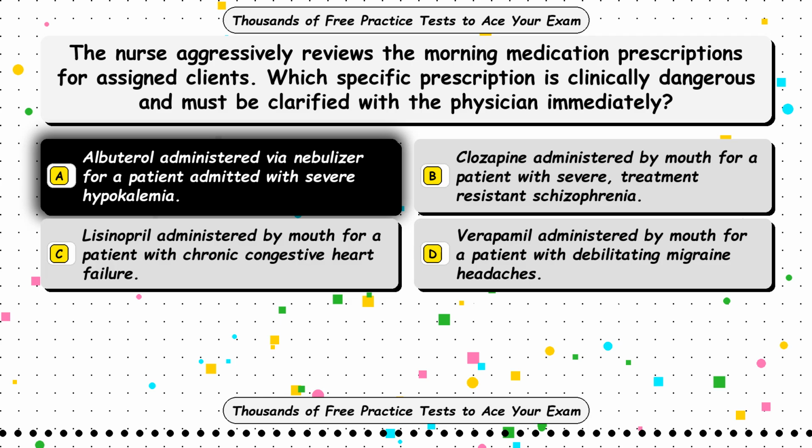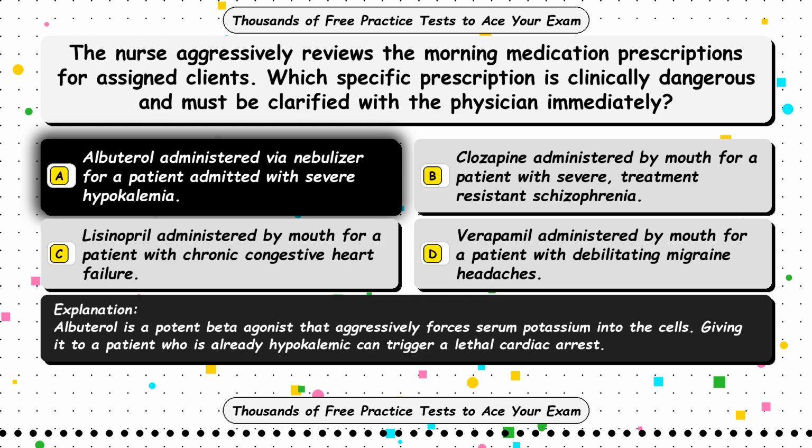The correct answer is option A, albuterol administered via nebulizer for a patient admitted with severe hypokalemia. Albuterol is a potent beta agonist that aggressively forces serum potassium into the cells. Giving it to a patient who is already hypokalemic can trigger a lethal cardiac arrest.